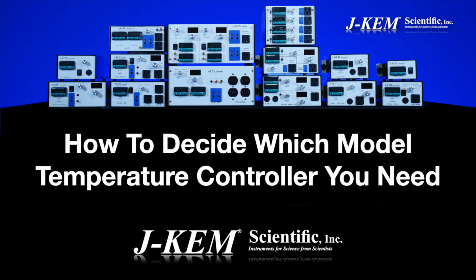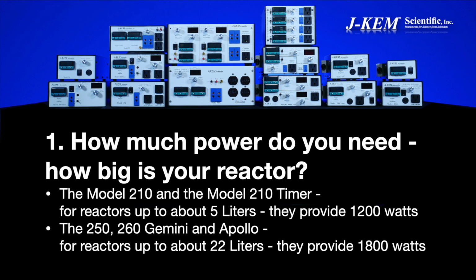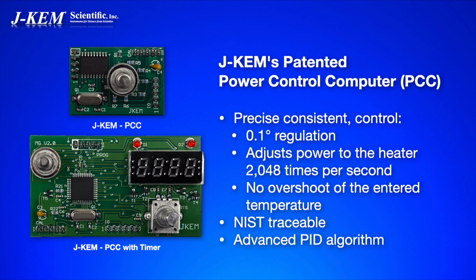How do you decide? The first thing I would think is don't get confused with volumes. So when we say that a 210 can run a reaction up to 5 liters and a 260 can go up to 22 liters, that's the maximum power. Both of those controllers, which is probably more important, can run the reactions at 100 milliliters, 10 milliliters. Both of those controllers have our power control computer.